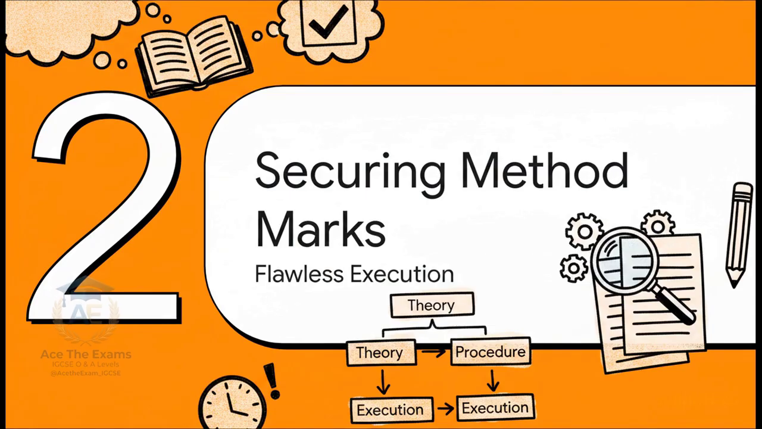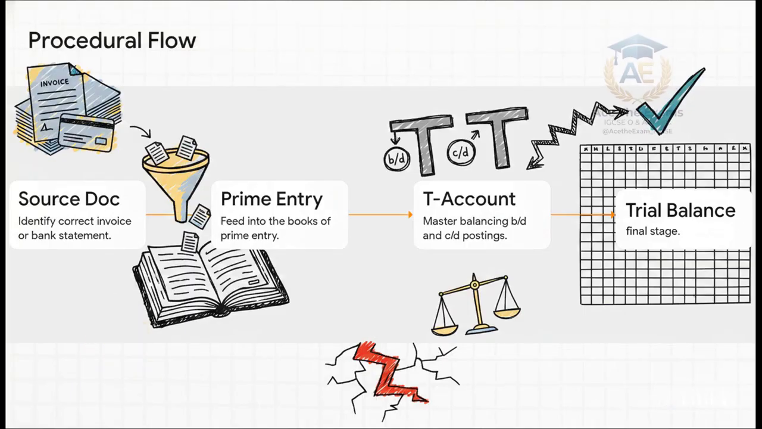Moving right along to Section 2, Securing Your Method Marks, Flawless Technical Execution. Let's talk workflow. The exact procedural chain starts with Step 1, identifying the correct source document, like an invoice or a credit note. This feeds straight into Step 2, your books of prime entry. Then we hit Step 3, which is really the engine room, the T-account posting.